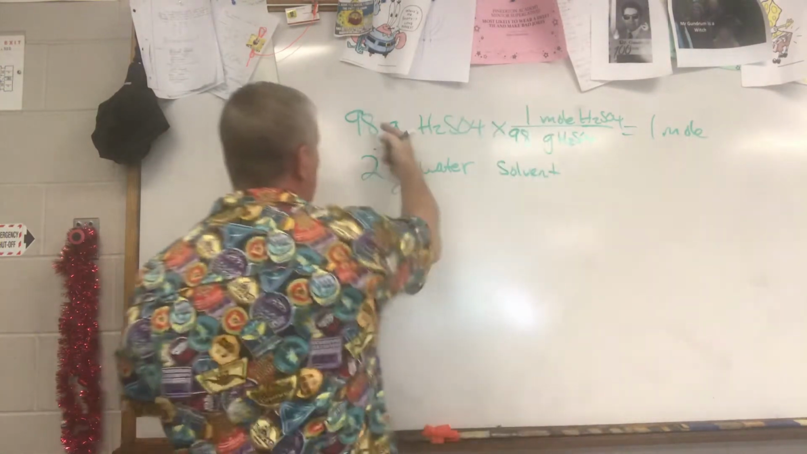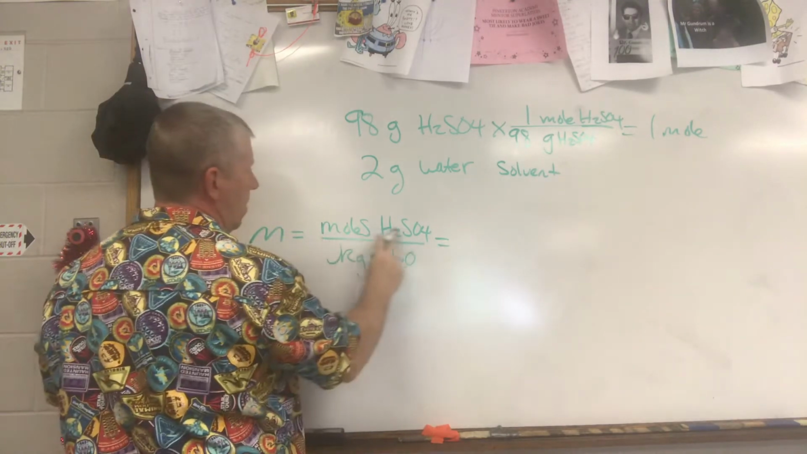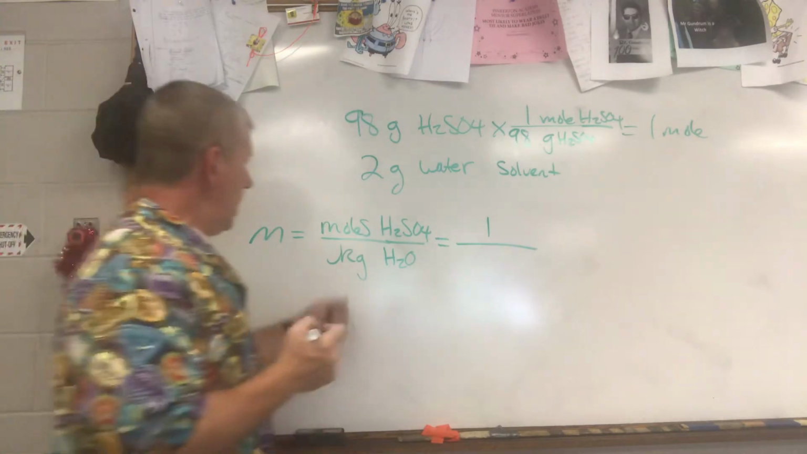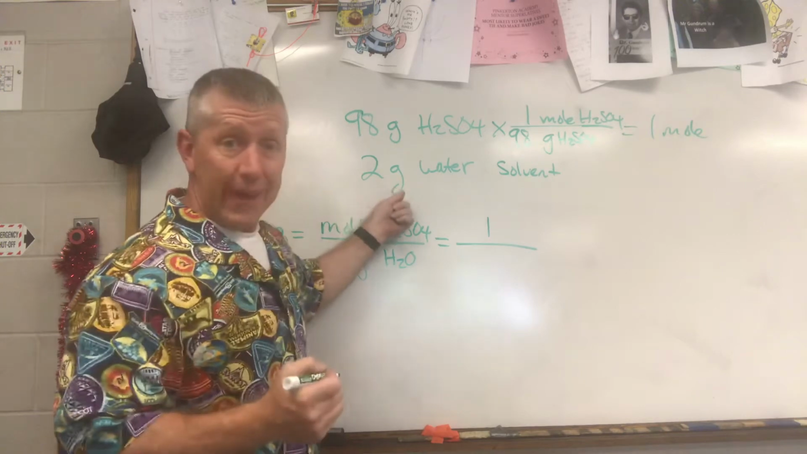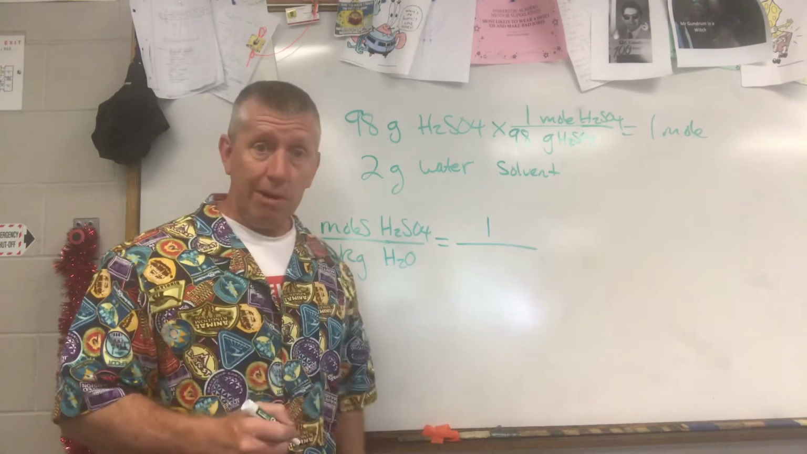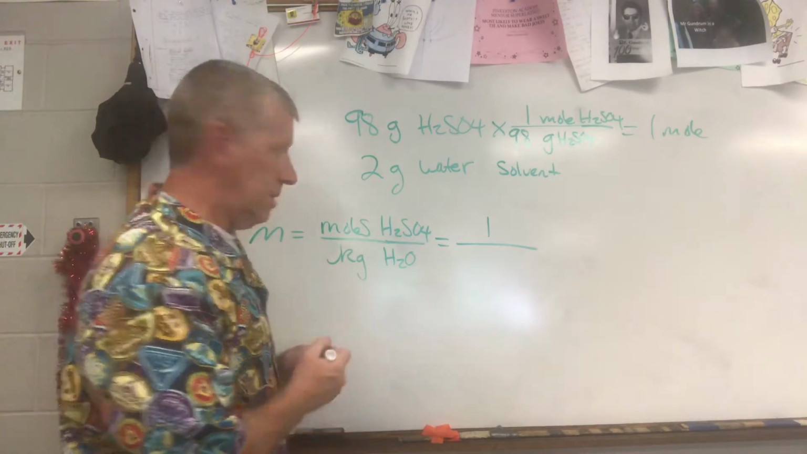So to get molality, 1 mole of H2SO4 goes on top. And then we need kilograms of the water. Grams of the water is right there. We already got 2 grams. Make it kilograms, put it down here. How do we get grams to kilograms? 3 places to the left.